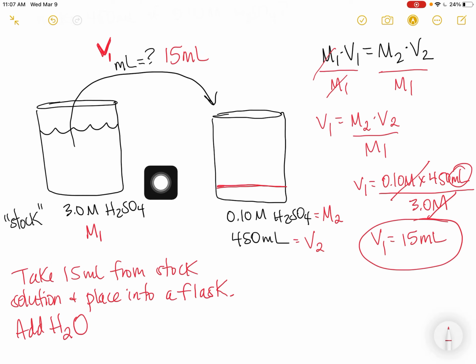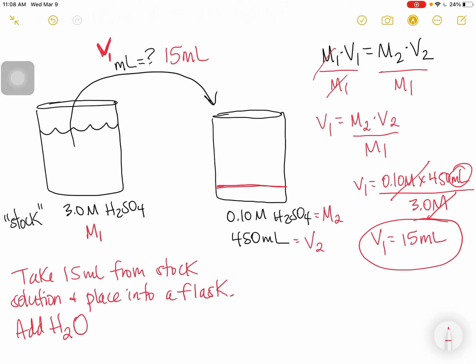A lot of times I get students who say this, and it's technically correct, but it's the wrong way to think about it in terms of chemistry. I know my total solution needs to be 450 mils. I know I'm putting 15 mils of the stock into here. So students will say 450 minus 15 is 435. I need to add 435 milliliters of water to the beaker. And that's technically correct, but that's not how we're going to think about it.